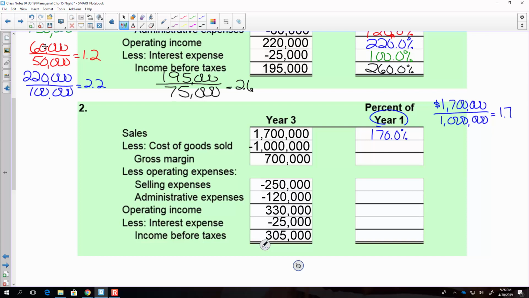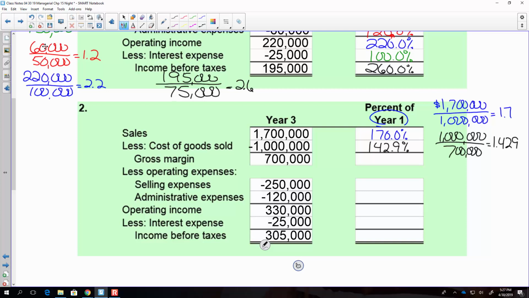For the cost of sales, we were at 700,000 in the base year, right? Yes. So we have 1 million divided by the base year 700. 142.9. And it looks like our sales are increasing at a faster rate than our cost of sales, which is good, right?